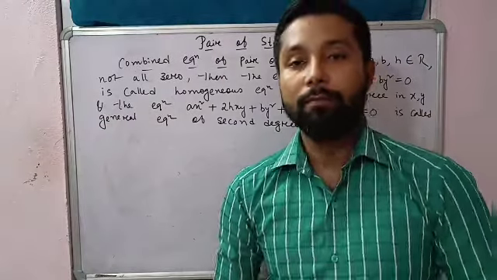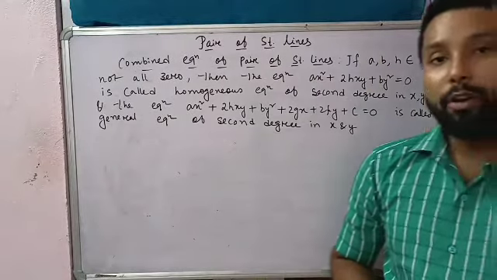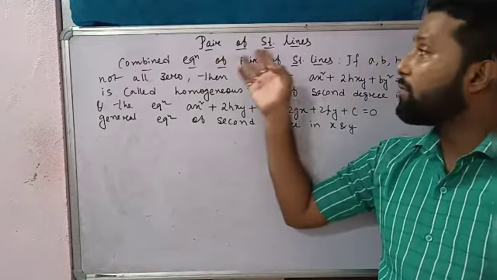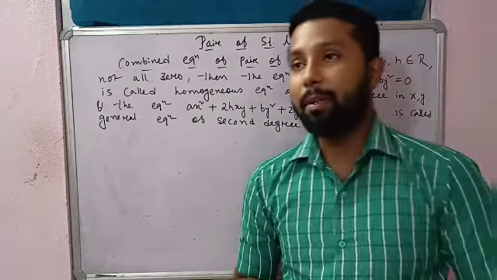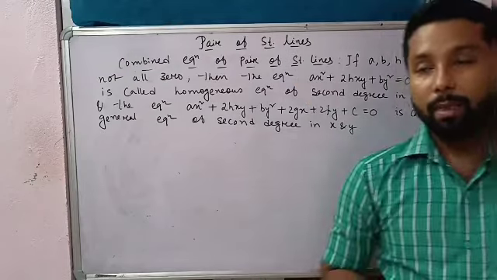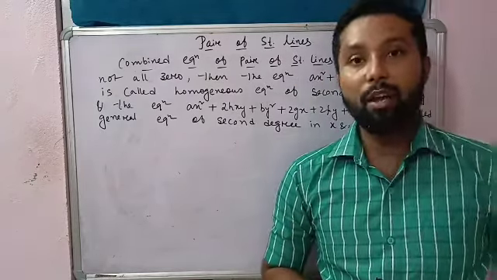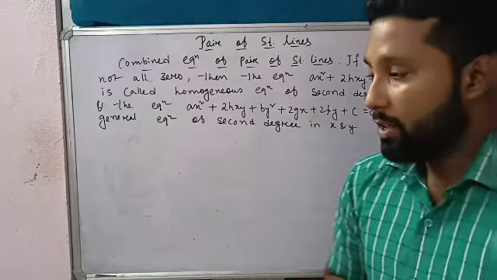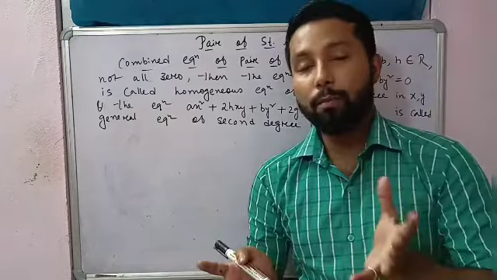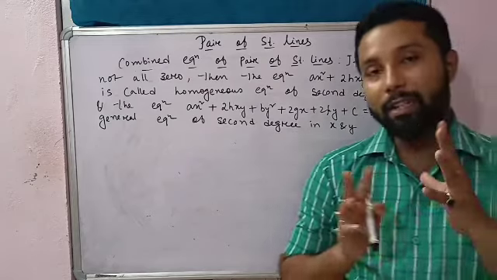So hello everyone. In this class I am going to discuss pair of straight lines. Already I have completed the part on straight line. Now today I am going to discuss the pair of straight lines, or you can say the family of straight lines, right? Okay. So straight lines and pair of straight lines, what is the difference here?